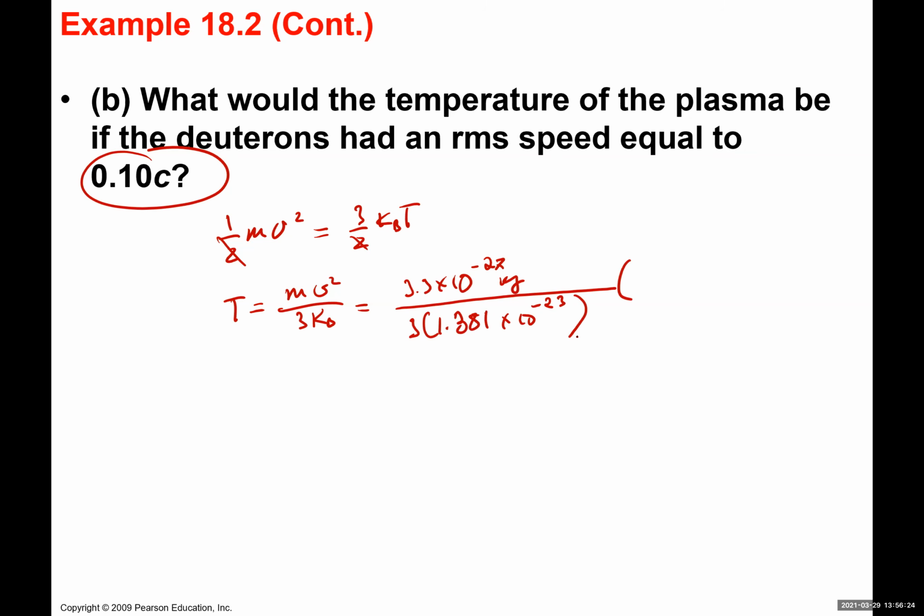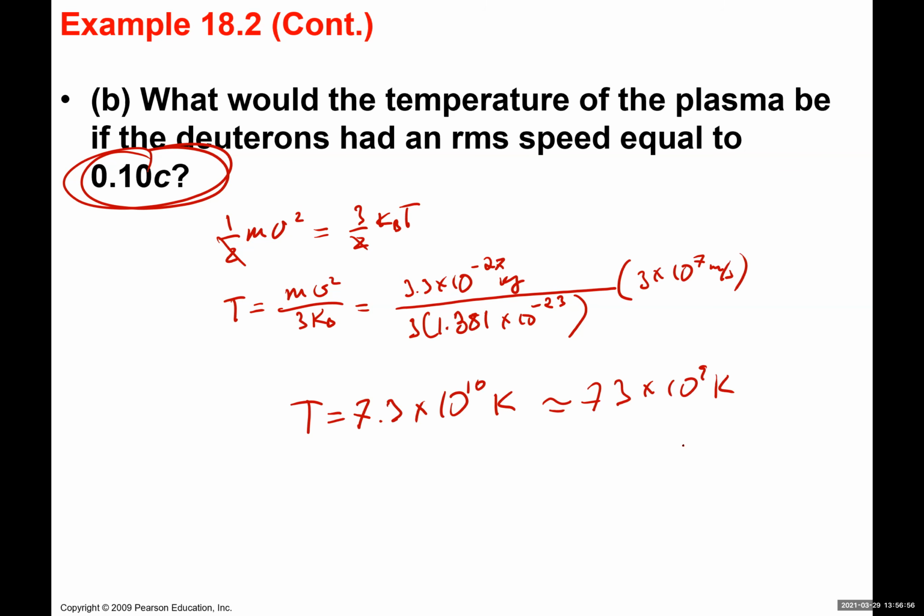Then I do the RMS speed, which is 0.10 c, which means take the speed of light divided by 10, basically. So 3 times 10 to the 7 instead of 10 to the 8. Okay. So if we calculate, we can see that temperature is 7.3 times 10 to the 10 Kelvin. Which means roughly 73 billion Kelvin. So we have to increase it almost 30 times in order to reach the speed of 0.1 c.